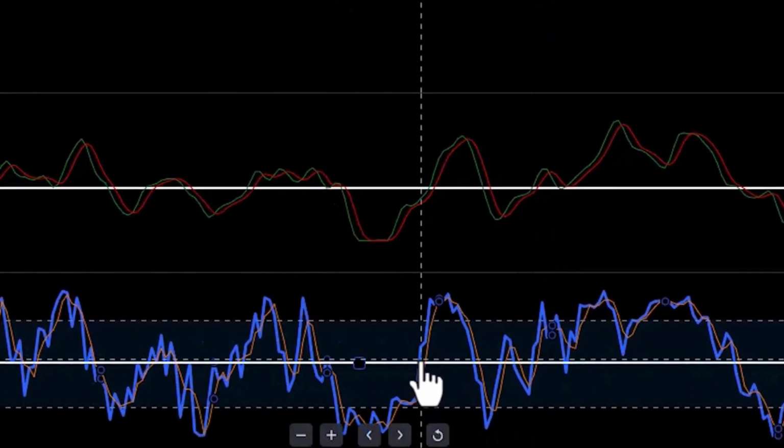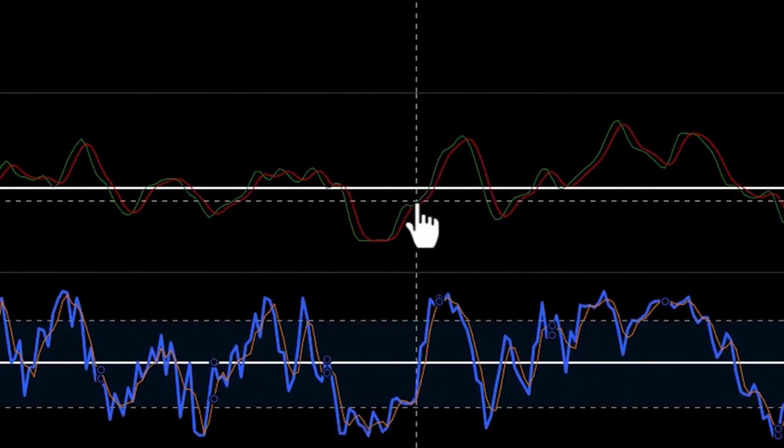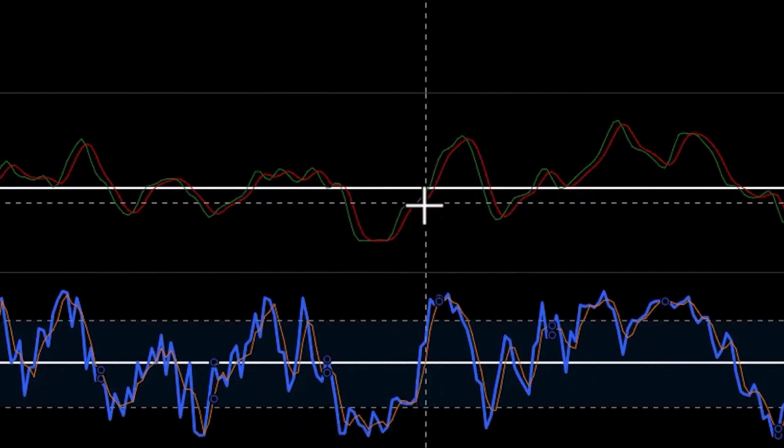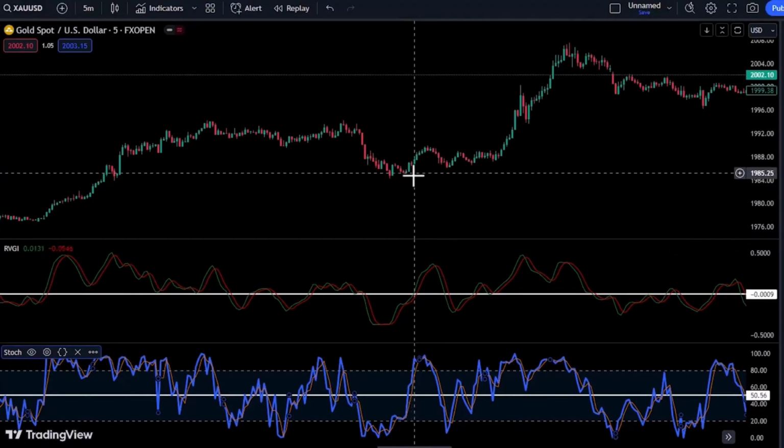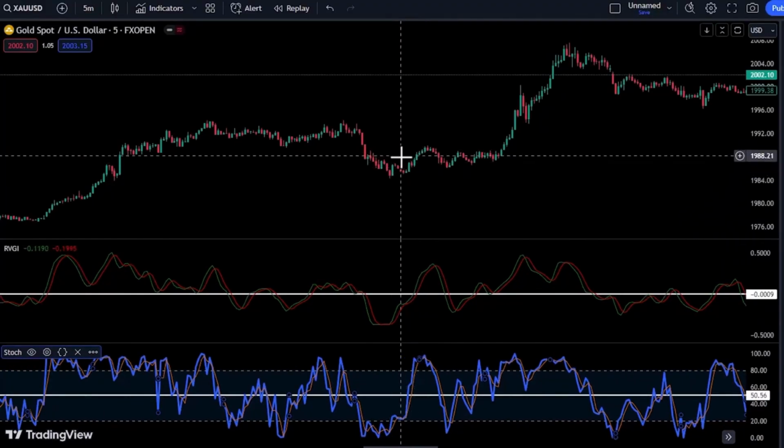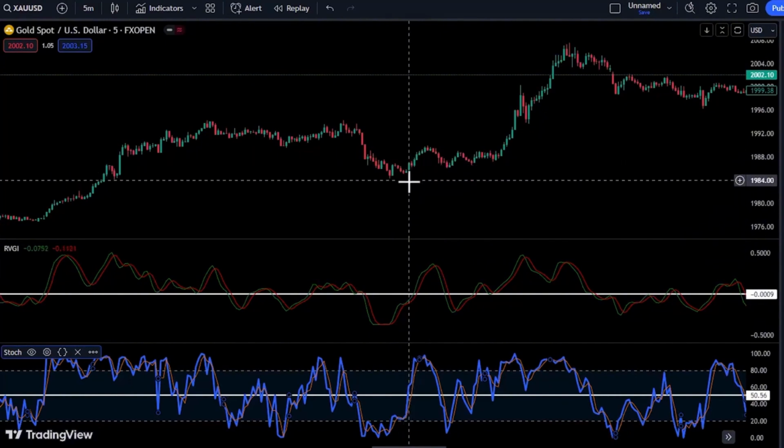When the blue line breaks above the 50 points and the RVI line is above our signal line, it is considered a buy signal for us. This area you see is considered a buying zone for us, and we should place the stop loss below the swing low right here.